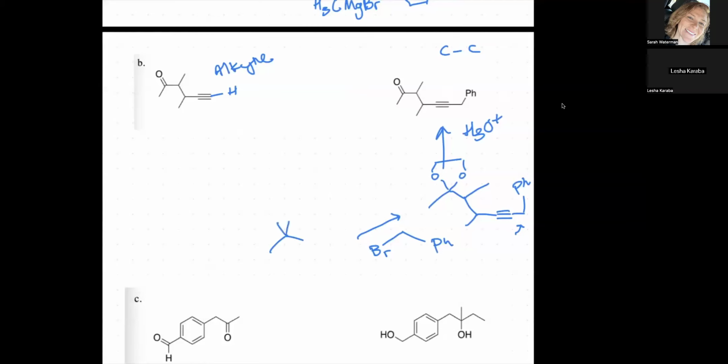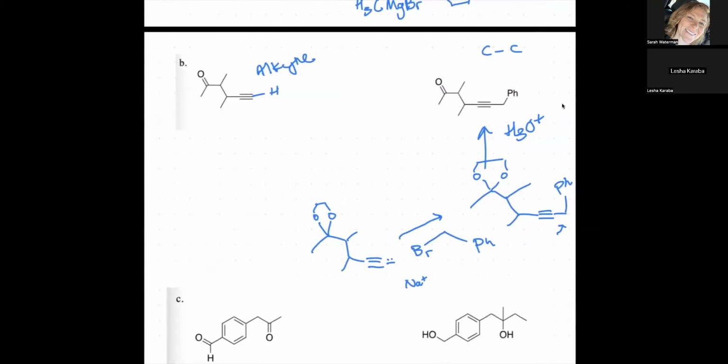And then this would be Na, and that's how Br leaves. We have this good little leaving group here, and our phenyl adds on. So this would just be our reagents right here. In order to get that, we need to have our NaNH2.